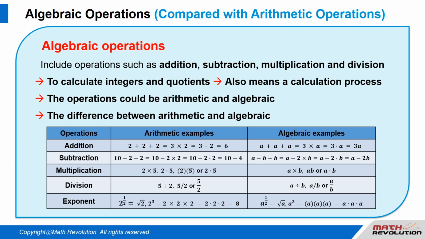Operation is exponent. Arithmetic example of exponent: 2 to the power of 1 over 2 equals the square root of 2. 2 to the power of 3 equals 2 times 2 times 2, which is 8.